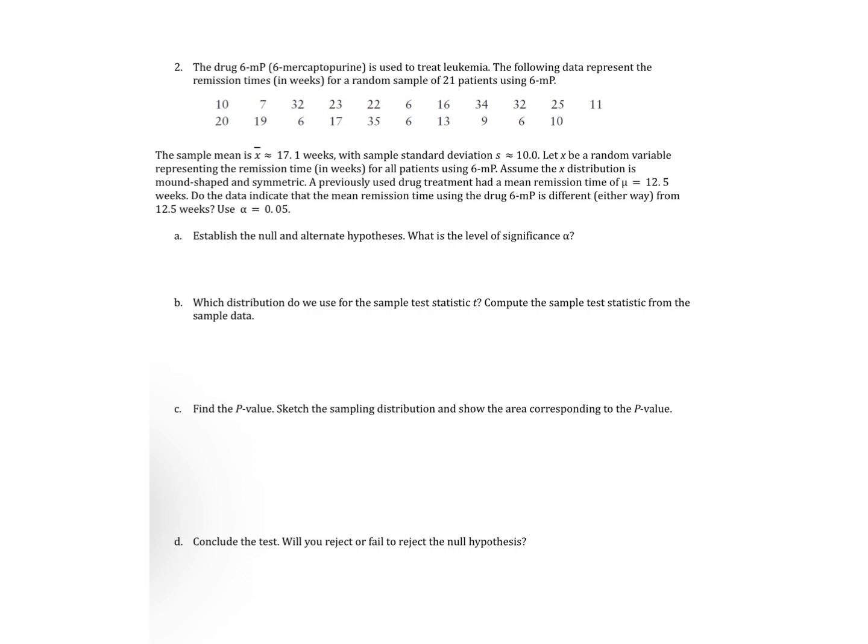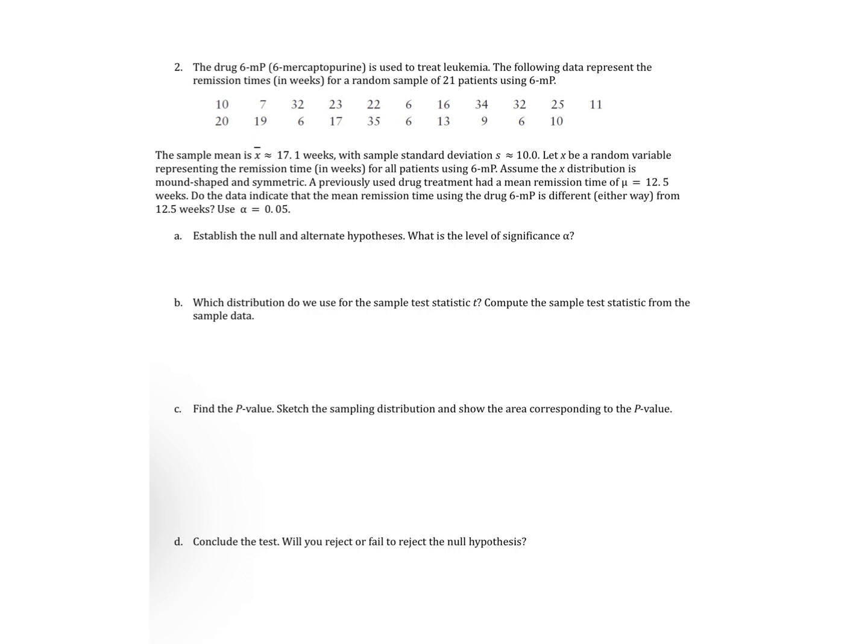Let x be a random variable representing the remission time in weeks for all patients using 6-MP. Assume the x distribution is mound-shaped and symmetric. A previously used drug treatment had a mean remission time of mu equal to 12.5 weeks. Do the data indicate that the mean remission time using the drug 6-MP is different either way from 12.5 weeks? Use alpha equal to 0.05.